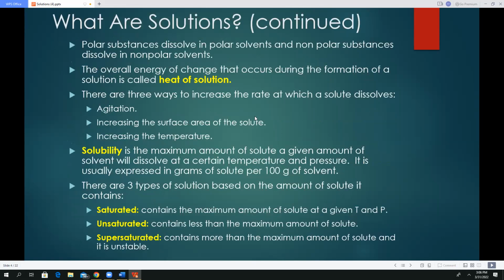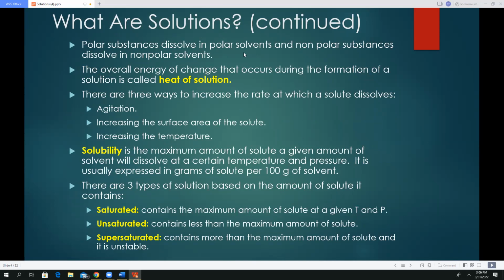Once again, remember that polar substances dissolve in polar solvents, and non-polar dissolves in non-polar. So basically, like dissolves like. If you have an energy change that occurs during the formation of a solution, that is known as the heat of solution, and we will be looking at that too.